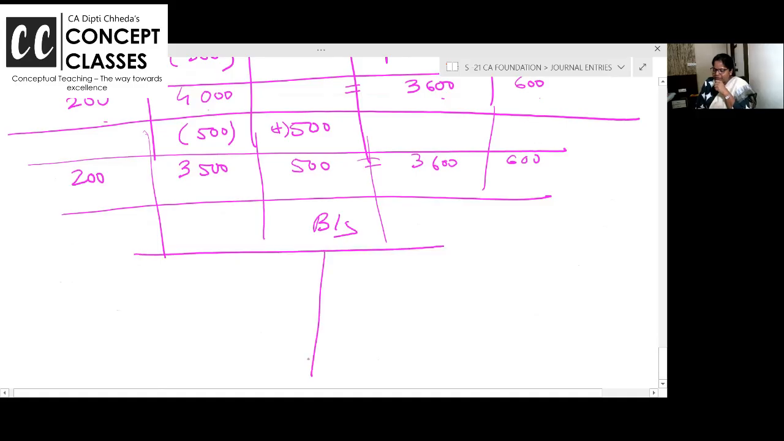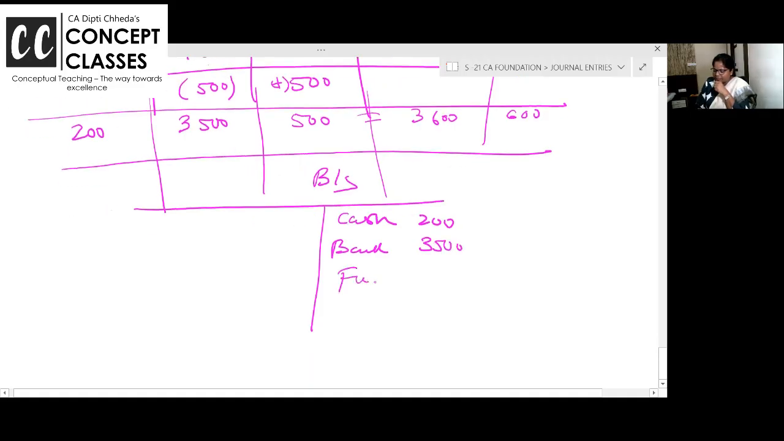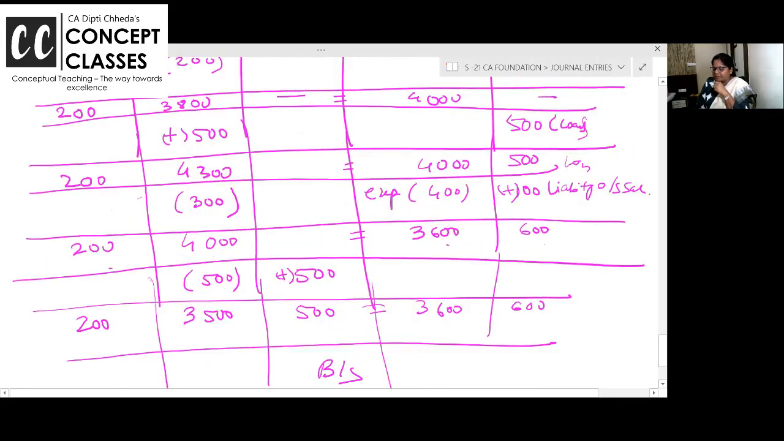And when this is over, we can put it in balance sheet form, vertical form. Look at this. Cash kitna hai? 200. Bank 3,500. Furniture 500. Capital 3,600.